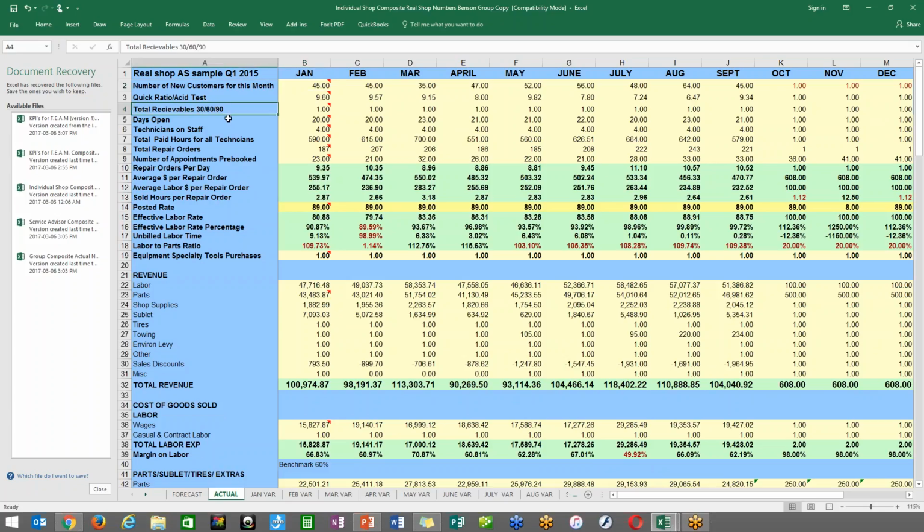You're taking that from your data. This shop obviously doesn't have any receivables. Days open, pretty straightforward. How many days you're open, how many technicians on staff. That does not need to be a whole number.